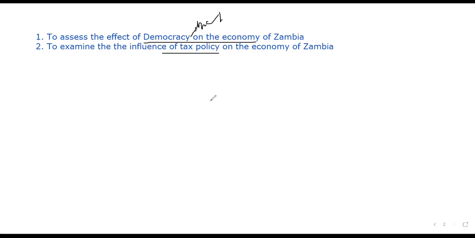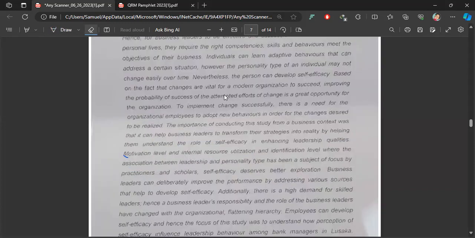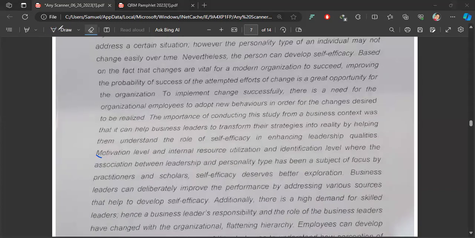So it was a bit tricky for these. I don't know if somebody even got it correct. I don't even know if my objectives are also correct anyway, but there's so much logic in what I'm saying. So you get the very same highlighted points, which are motivation level, internal resource utilization, and identification level. These are the three factors I'm finding to be associated with self-efficacy from the passage I've been given. Therefore, how do I state them? So this is how I state them now in the objectives.